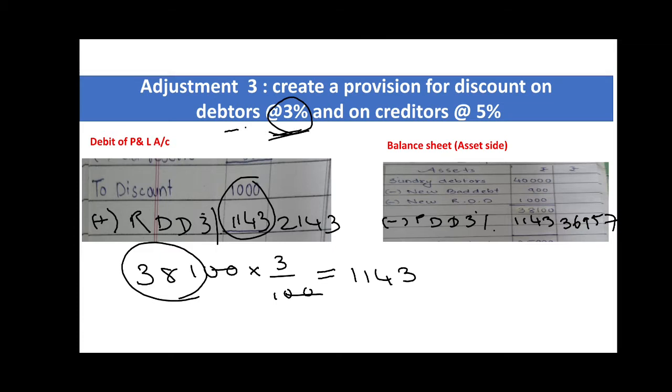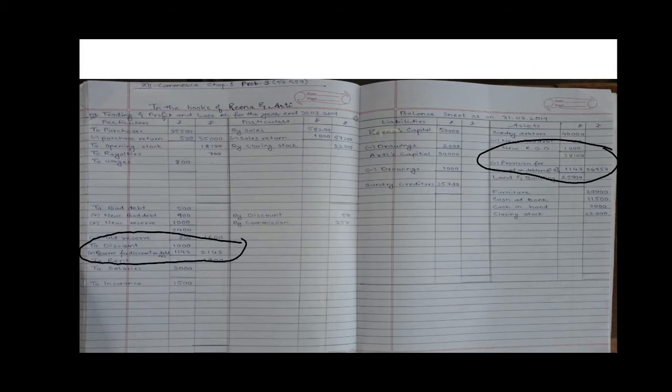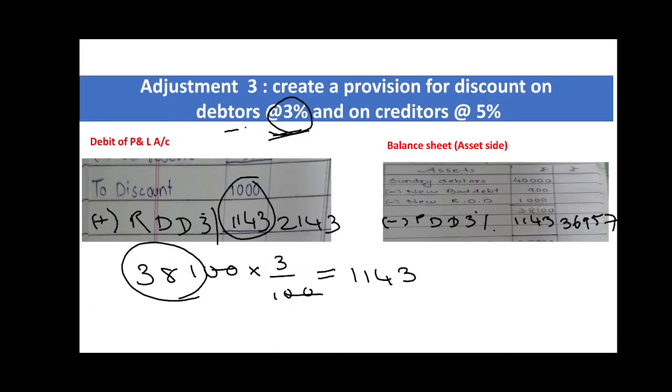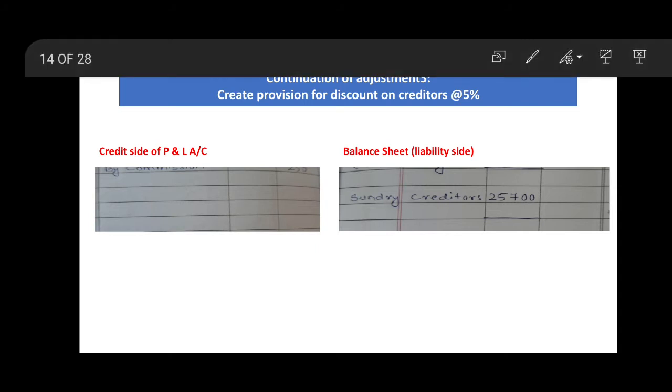So this was about the discount on debtors. How will you present it in your solution? In this way: 1143 in the debtors, and here to the discount you have added reserve for discount on debtors. This was half of the adjustment. It remains on creditors at 5%. So create provision for creditors at 5%.